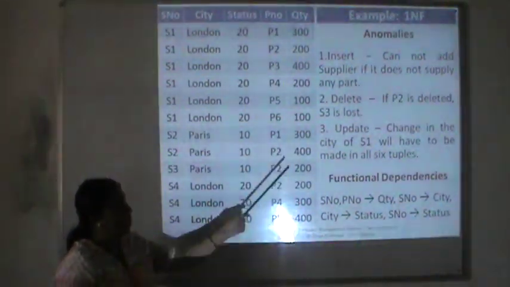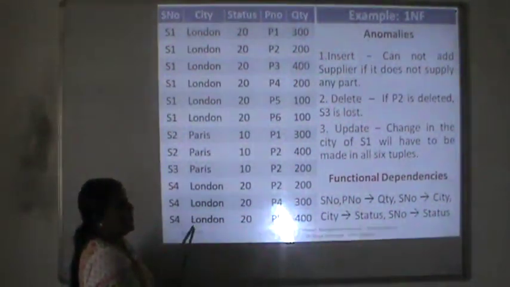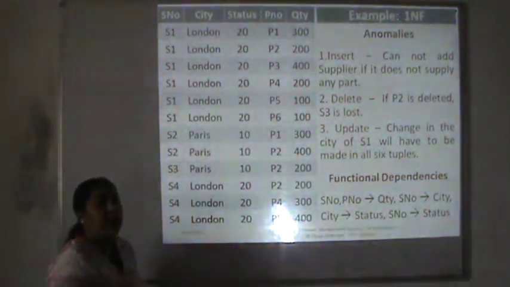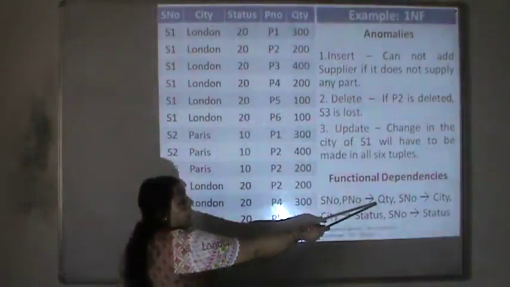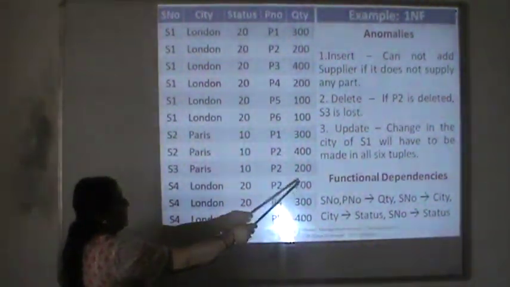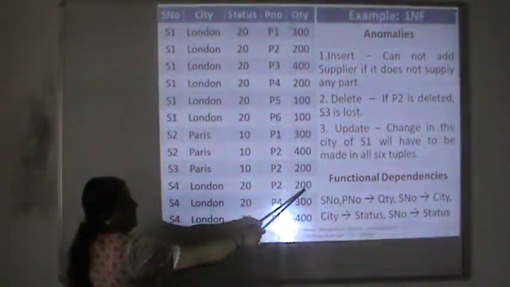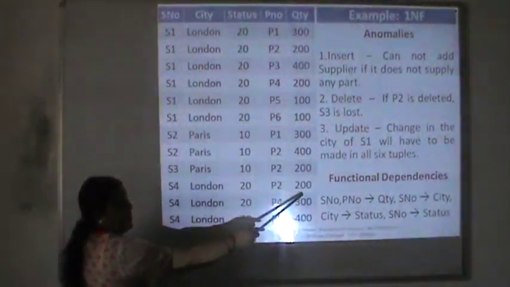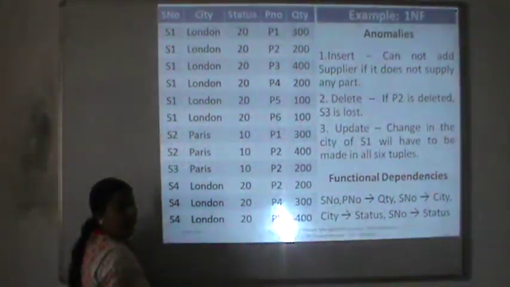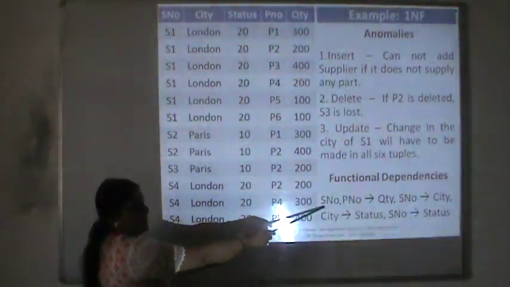Now let us see why these anomalies were present. The functional dependencies that exist in this design are: supplier number and part number determines quantity, or quantity is dependent on supplier number and part number. You can see that the quantity 200 is dependent upon S4 and P2. S4 supplies P2 in quantity 200. So supplier number and part number determines quantity. We can very well see that whenever the combination of supplier number and part number is the same, the quantity will also be the same. So this is one dependency that exists.